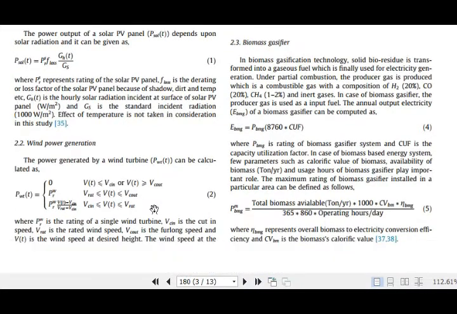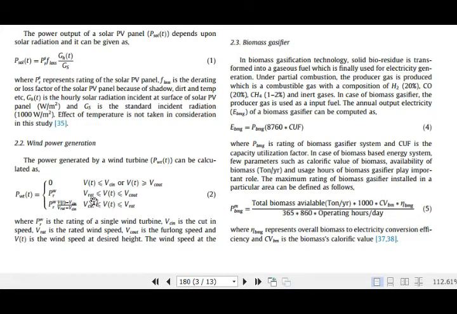wind power modeling. For wind power, the power curve is given here by these equations. There are 2 or 3 parameters of the velocity. You should consider the wind velocity, that is the cut-in velocity and cut-out velocity, and the rated velocity of that wind turbine. Whenever the velocity is below the cut-in speed or above the cut-out, the output of the wind turbine will be 0.